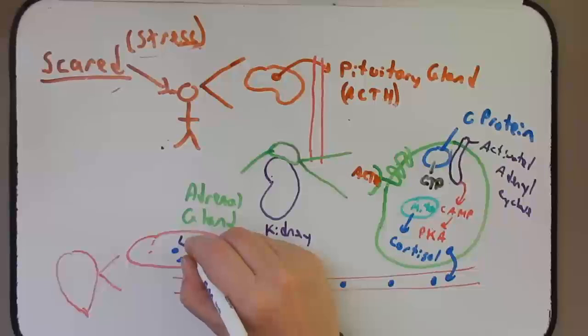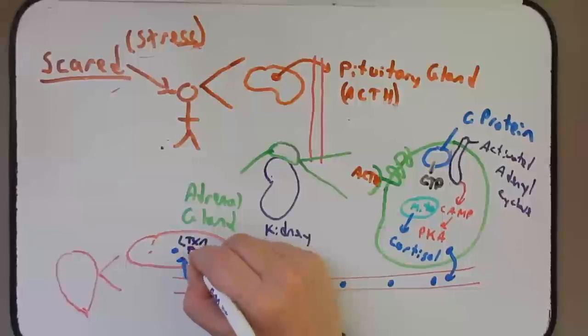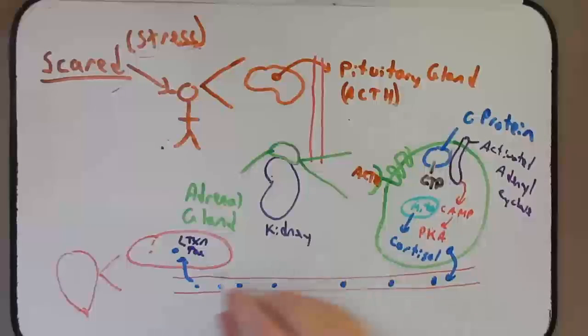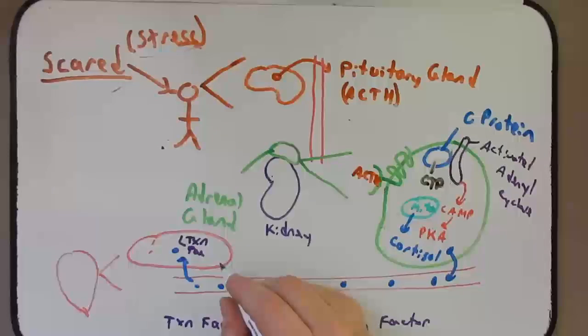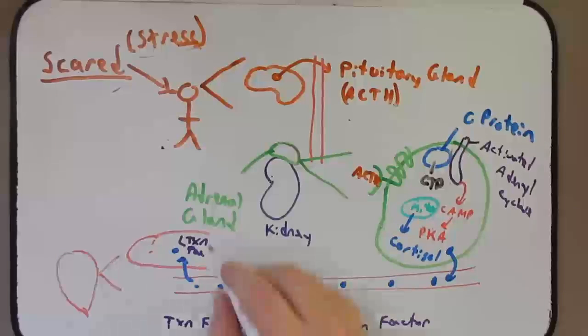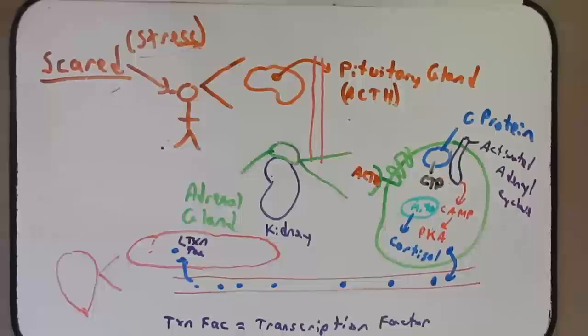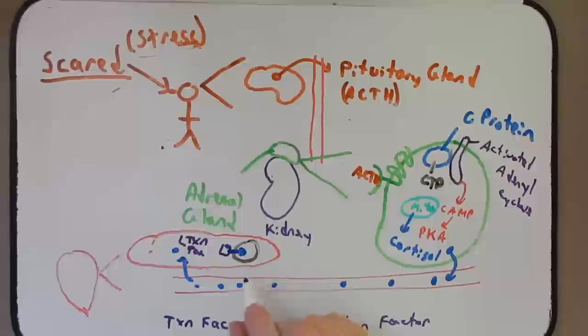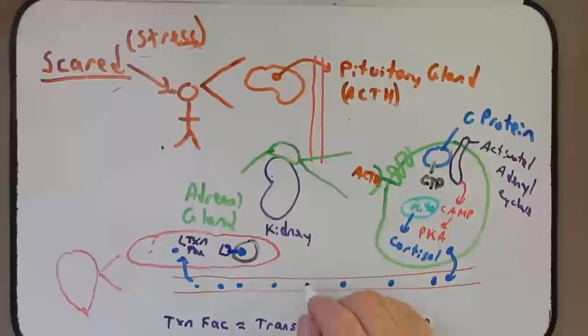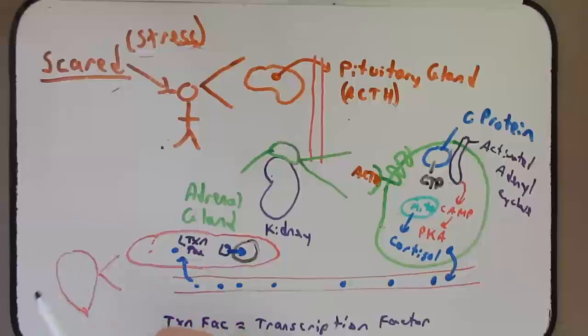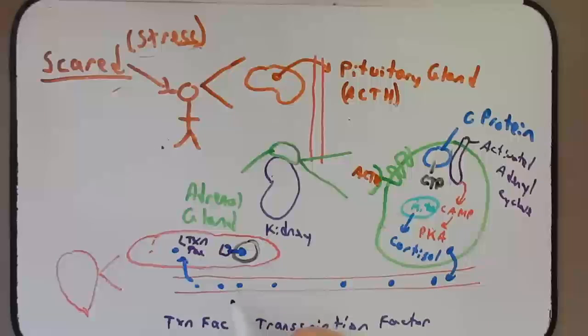It will bind a transcription factor, which I'm just going to abbreviate TXN FAC. So let's write that down here. TXN FAC is equal to a transcription factor. This transcription factor will move into the nucleus, and I'm going to make the cell bigger now so we can have a nucleus. So the transcription factor with the cortisol bound to it enters the nucleus, and in the nucleus it will turn on genes necessary to increase the heart rate or break down glycogen if we're in the liver or some other tissues. But right now we're talking about how it's affecting the heart.